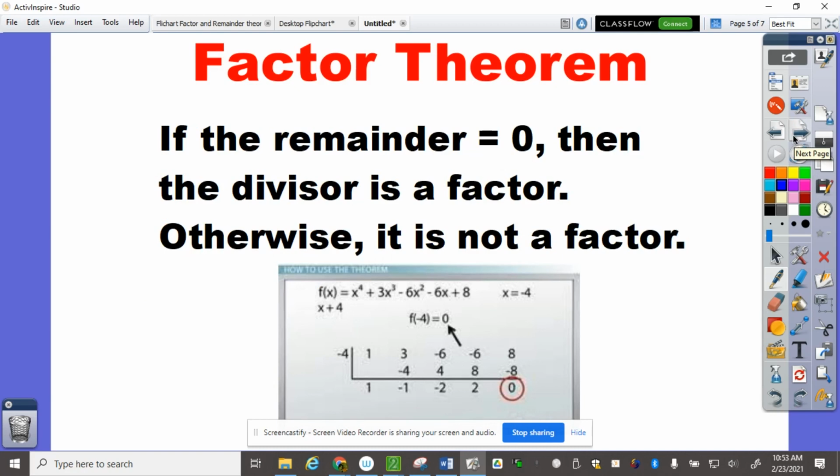This is where the factor theorem comes along. If the remainder is equal to 0, then the divisor or the binomial, x minus c here, is a factor of the function. Otherwise, if the remainder is not equal to 0, then that divisor or binomial is not a factor. So if you look at this example here, if the remainder is equal to 0, then that in-house number, which is f of negative 4, would mean that x plus 4, remember that is x plus 4, is a factor.